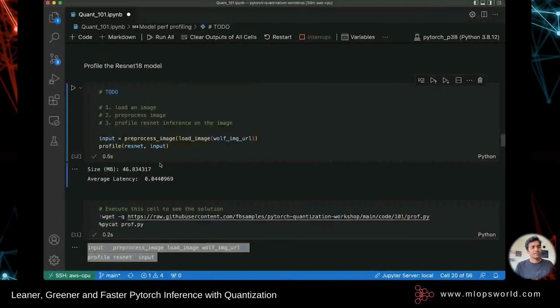So we see that the ResNet-18 model occupies around 47 megabytes in memory, and the latency for an inference on a single image is around 40 ms.